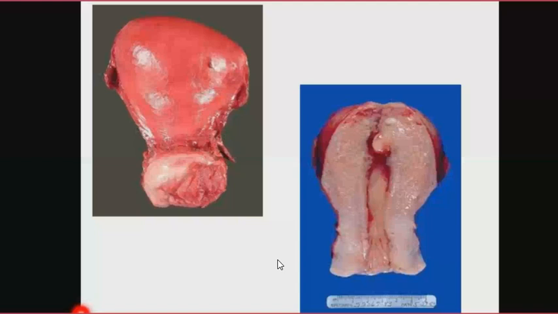The cervix is very important. Usually either inflammation or a malignant condition arises in the cervix.